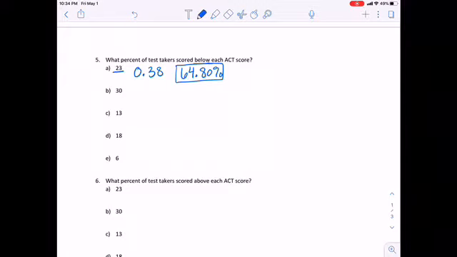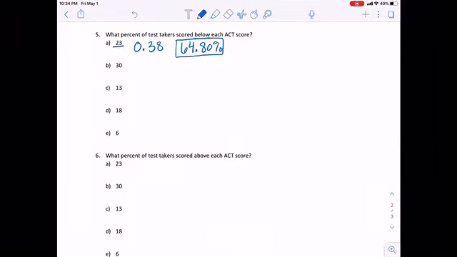You can go ahead and do that for the rest of problem 5. And once we have that, we're also ready to look at problem 6. On problem 6, we want to know what percent of test takers scored above each ACT score. Well, if about 64.8% of students scored below my score of 23, and I want to know what percent scored above, we'll take the 100% of students who took the test and subtract the answer we got a moment ago, the 64.80% of students who scored below our score.